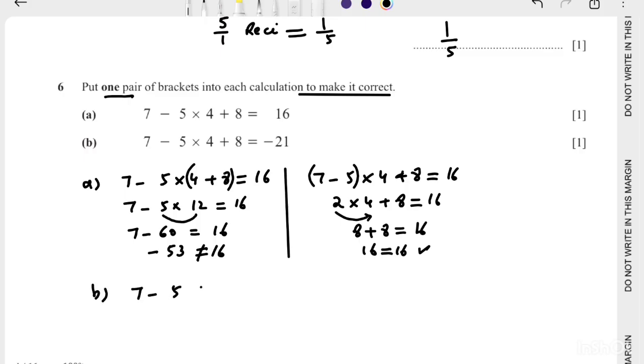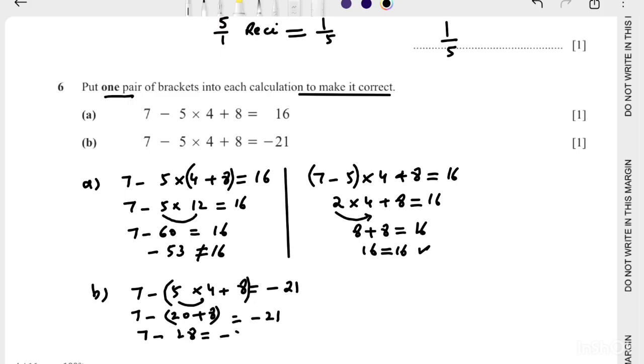7 minus 5 multiplied by 4 plus 8 is equal to minus 21. So if I put brackets around 5 and 8, let's see what happens. 7 minus 5 fours are 20 plus 8, so 7 minus 28 is equal to minus 21. Yes, it is right.